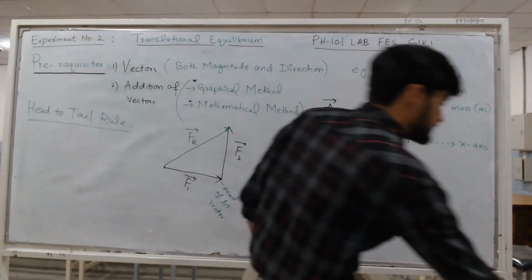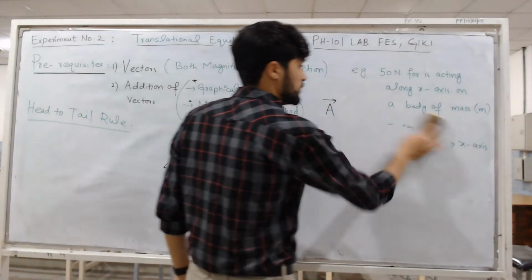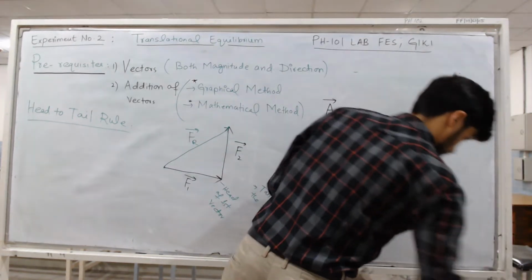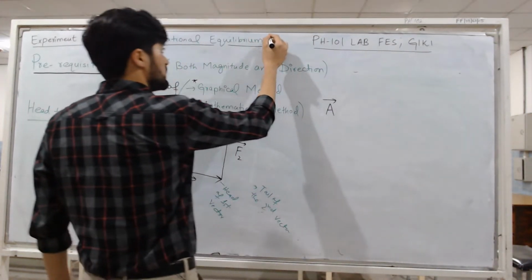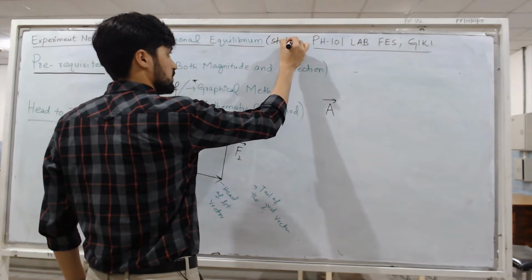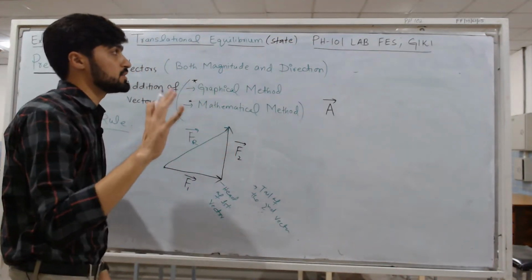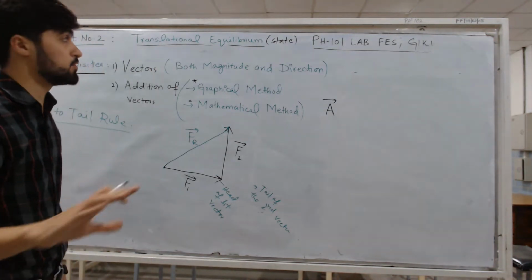So this experiment is about translational equilibrium. First we should know what is equilibrium. So equilibrium is actually a state. Simple, equilibrium is actually a state of a body. Halat, body kis halat mein hai? So this is representing a state. This is not a physical quantity, it has no unit.